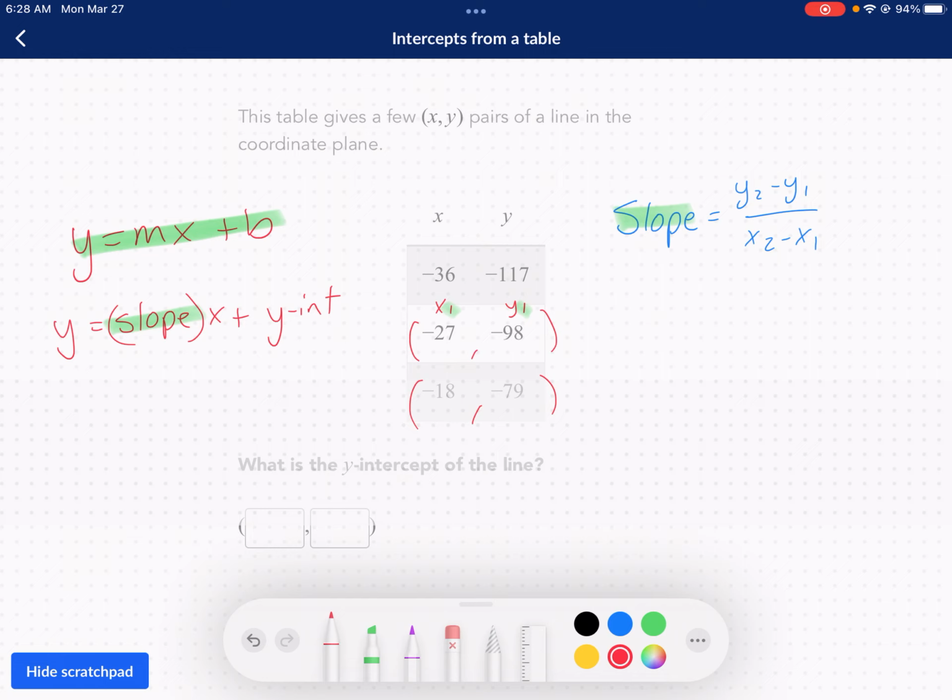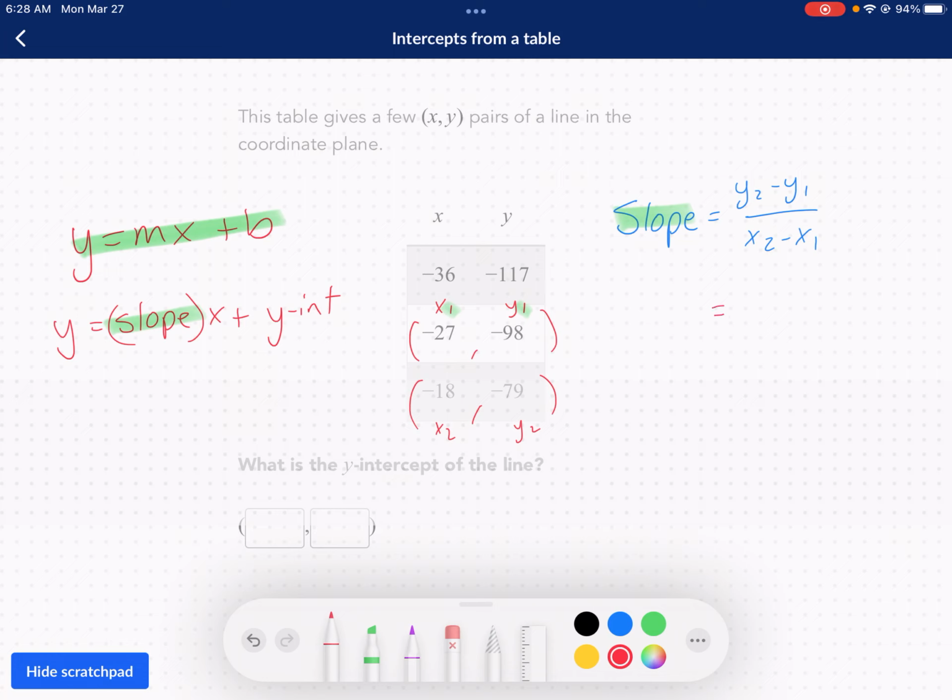Another common mistake I see is people do this. They go x1, x2 like that. That's no good because those are two x's. So make sure you have an x and a y and that the numbers are the same. So we'll call this point x2, y2. All right, now we're ready to plug in those points into our slope equation.